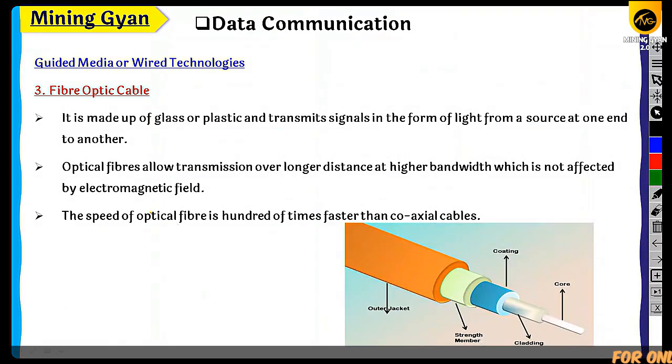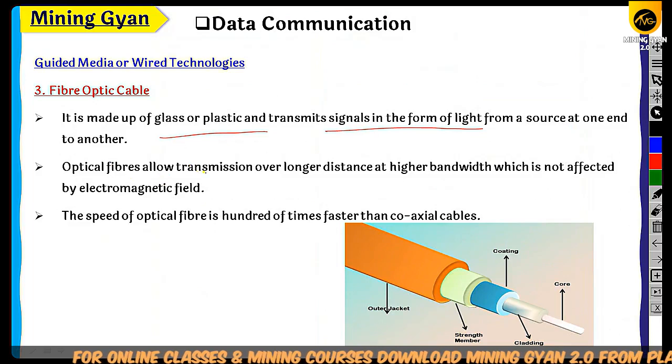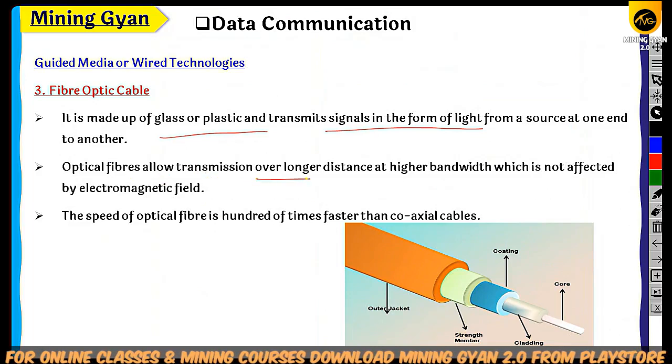Okay, the third one is the fiber optic cable. Nowadays, fiber optic cables are used for broadband connections. It is made of glass or plastic and transmits signals in the form of light from the source at one end to the other. Optical fiber allows transmission over longer distances at higher bandwidth, which is not affected by the electromagnetic field.